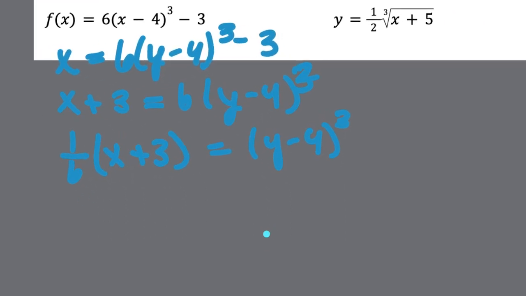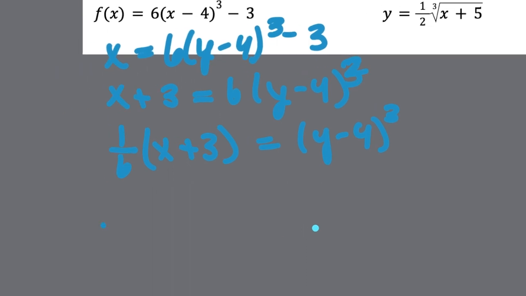Now we've got our cubic all by itself, so we're going to cube root it. So I'm going to get the cube root. When you write this, you need to make sure that the 1/6 is underneath your radical. If it is not, then yours is going to be incorrect.